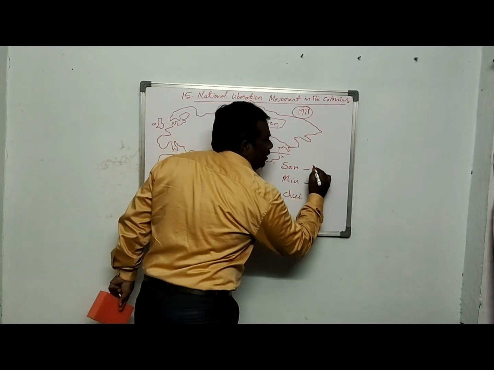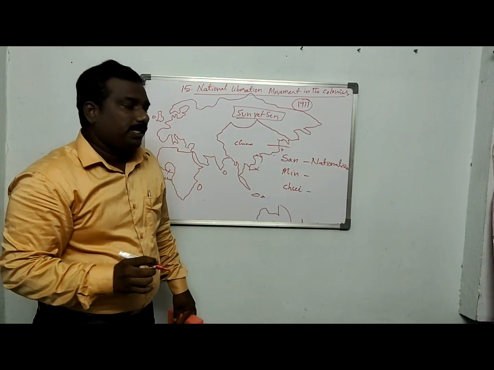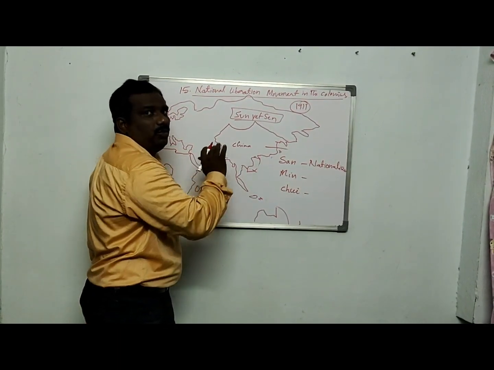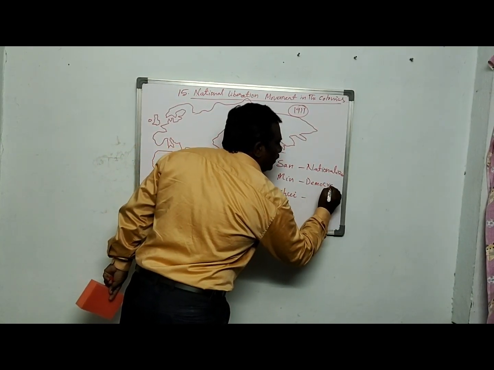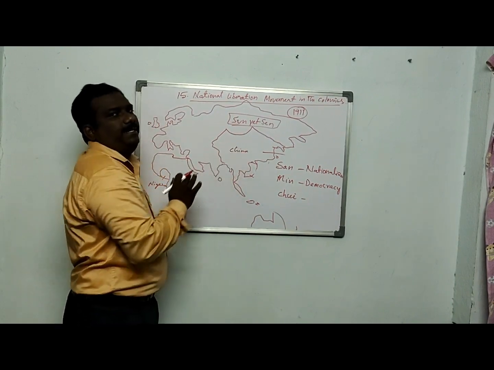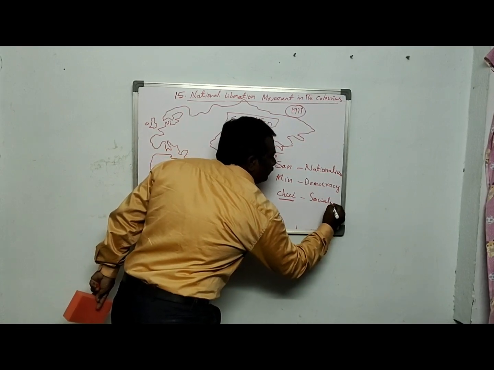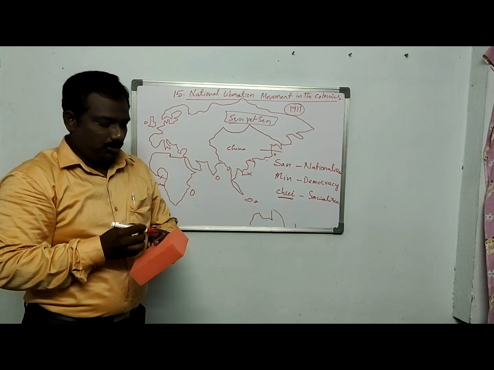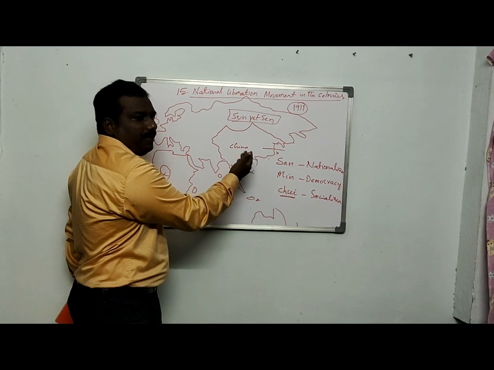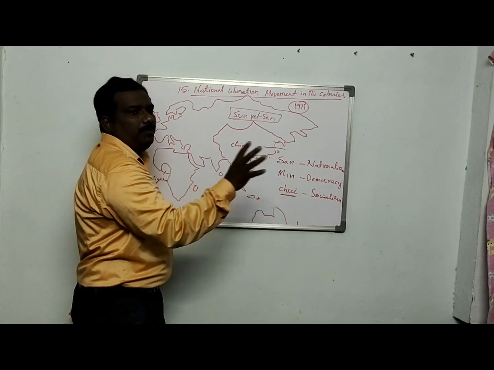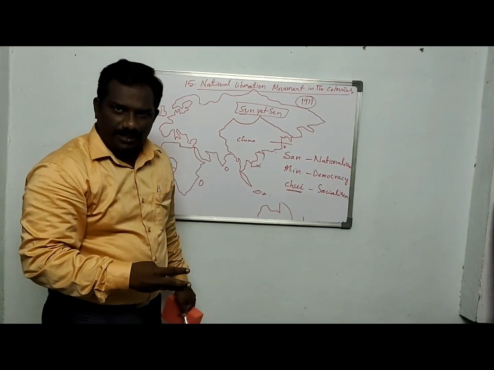San means nationalism. Nationalism means he wanted to establish a republic here. He wanted to overthrow the Manchu dynasty. Min means democracy. He wanted to introduce a democratic pattern of society in China. The third principle was Chui. Chui means socialism. Socialism means he wanted social reforms in China, like distributing the land among the people. He wanted some economic reforms in China. These are the three great principles.